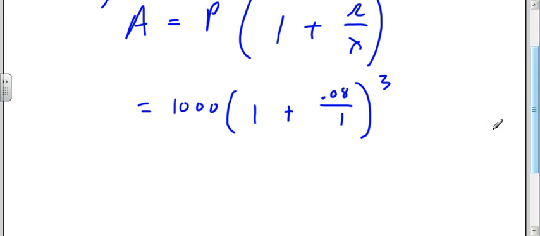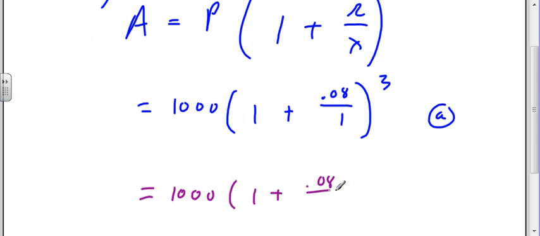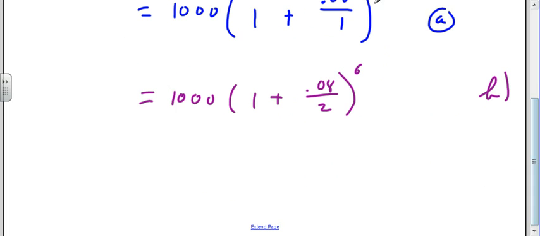Okay, so that's going to be my A answer, and then I'm going to do it again: 1,000 times 1 plus 0.08. Semi-annually means twice, raised to the 6th power. That's going to be my B answer, and then I'm going to do it again. 1,000 times 1 plus 0.08, and I'm going to give interest daily. Is it 365?